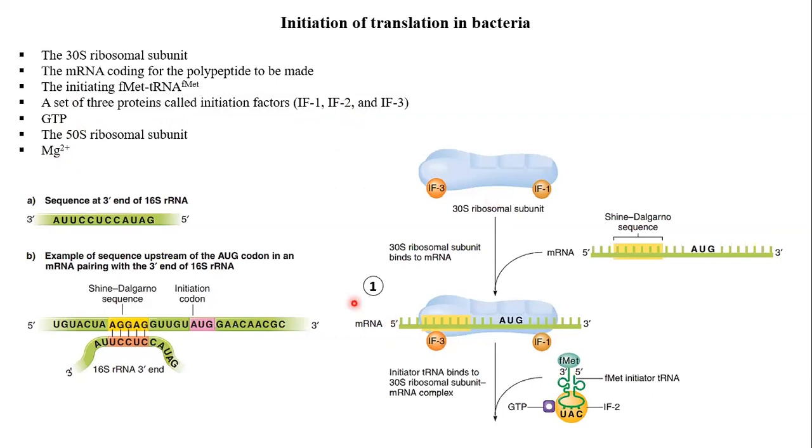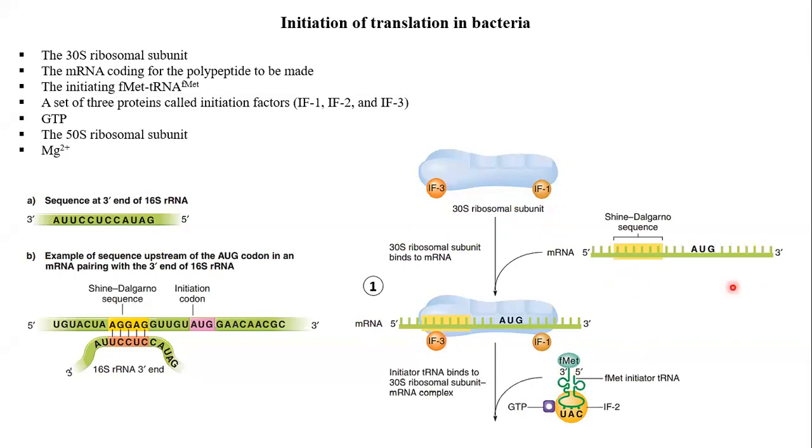Now, this is the first step of the initiation of translation in bacteria. In the first step, the 30S subunit of the ribosome gets bound by two initiation factors, IF1 and IF3. Pay attention to the positions where IF1 binds and where IF3 binds. Then mRNA comes and gets bound to this 30S ribosomal subunit.